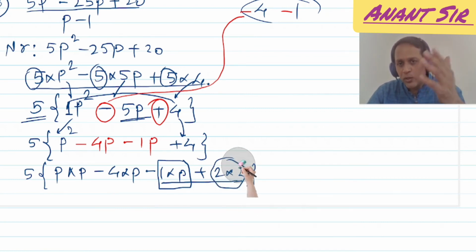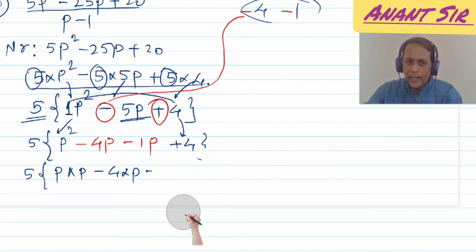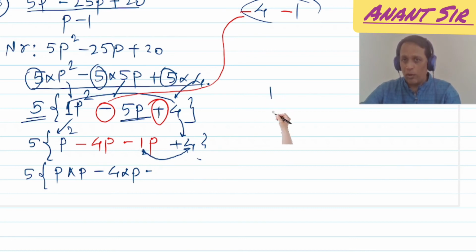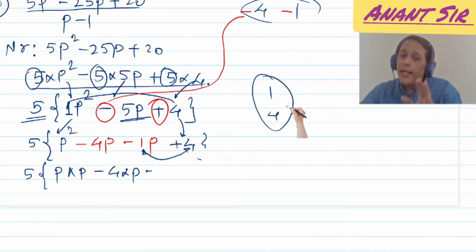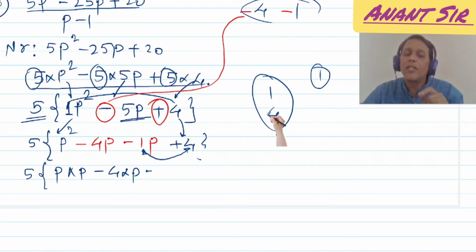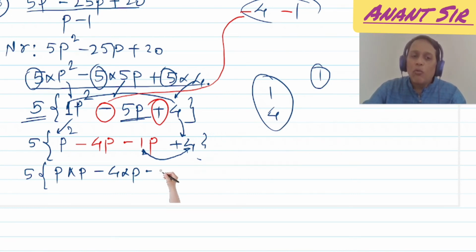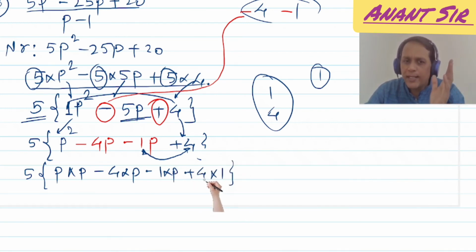So many students make that mistake, so keep that in mind. You don't have to factorize this, because the numbers in the third and fourth terms are 1 and 4. Both of them are divisible by 1 only. So we are going to use the table of 1 here. So 4 ones are 4, and 1p is 1 into p as it is.